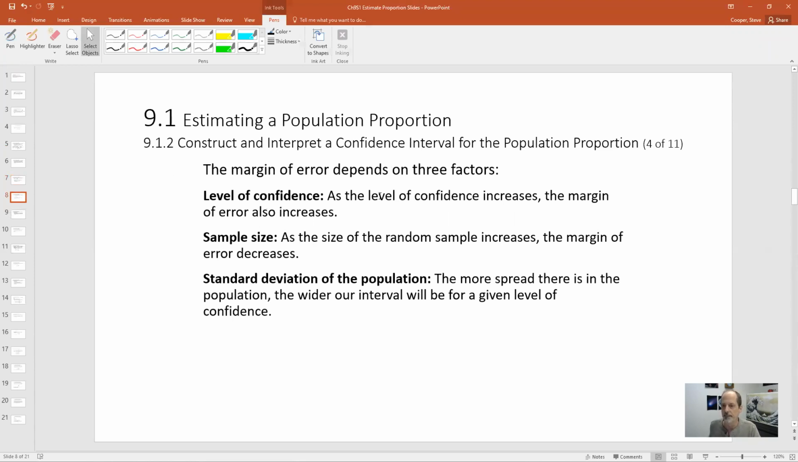Okay, some things about level of confidence. As we increase the level of confidence, the margin of error is going to get larger, because in order to be that confident, we have to widen our scope a little bit. But if we increase our sample size, then the margin of error decreases. So we can play with those parameters to determine how much range we want within our confidence interval. Another situation is if the standard deviation of the population is larger, then our interval is going to be wider no matter what level of confidence we're using. Some of those things might be intuitive for you.